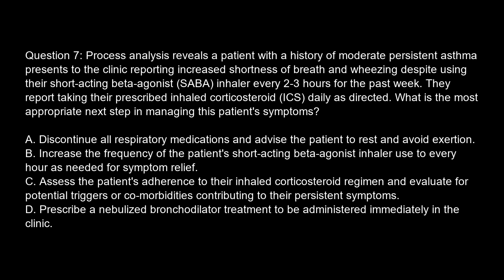Option A. Discontinue all respiratory medications and advise the patient to rest and avoid exertion. Option B. Increase the frequency of the patient's short-acting beta agonist inhaler use to every hour as needed for symptom relief. Option C. Assess the patient's adherence to their inhaled corticosteroid regimen and evaluate for potential triggers or comorbidities contributing to their persistent symptoms. Option D. Prescribe a nebulized bronchodilator treatment to be administered immediately in the clinic.